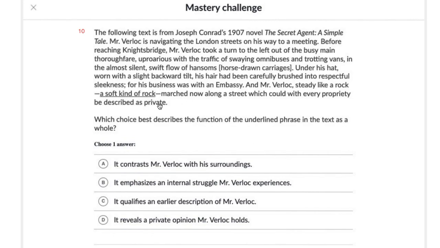And then one more short little bit here. The following text is from Joseph Conrad's The Secret Agent, A Simple Tale. Mr. Verloc is navigating the London streets on his way to a meeting. I feel like there should have been a break in between those. Before reaching Knightsbridge, he took a turn to the left out of the busy main thoroughfare, uproarious with the traffic. So it's characterized by an uproar of traffic, a loud hubbub, of swaying omnibuses and trotting vans. An omnibus is just some kind of a bus. In the almost silent, swift flow of horse-drawn carriages. I've never seen that word in my life.